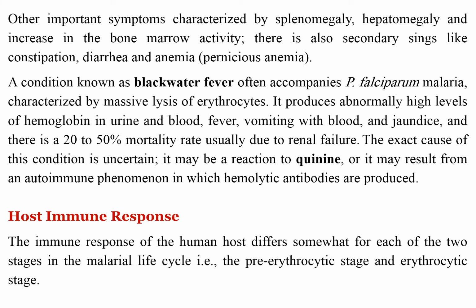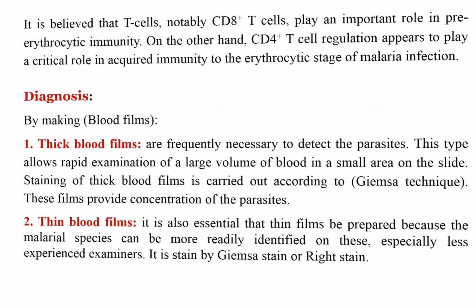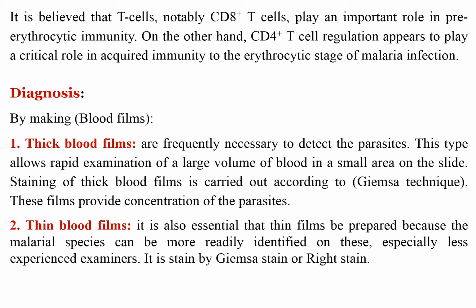Now we reach to the host immune response. The immune response of the human host differs somewhat for each of the two stages in the malarial life cycle: the pre-erythrocytic stage and erythrocytic stage. It is believed that T cells, notably CD8 T cells, play an important role in the pre-erythrocytic immunity. While, or from the other hand, the CD4 T cell regulation appears to play a critical role in the acquired immunity to the erythrocytic stage of malaria infection.